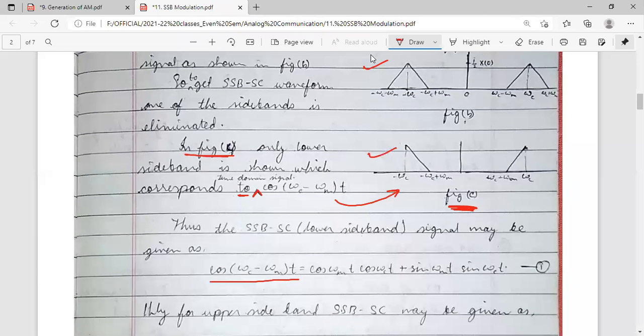Now this is expanded as cos ωmt cos ωct plus sin ωmt sin ωct. So this is the formula of cos. I think all of you have gone through this formula. What is the formula for cos(A − B)? It is cos A cos B plus sin A sin B, right? So it was done using that formula.